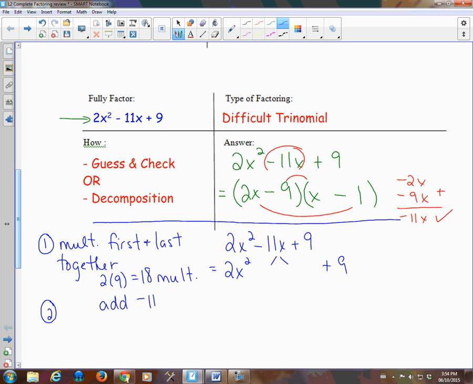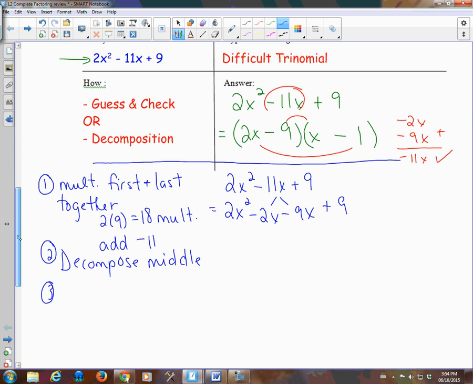So two numbers that multiply to get 18 would be 9 and 2, and 9 and 2 add to get 11. If I make them both negative, they'll add up to negative 11. So the next step, once I come up with those numbers, is to actually decompose the middle term.